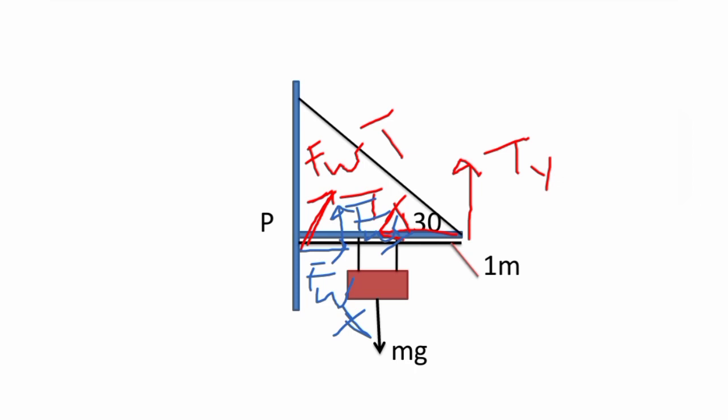Here we apply the first condition of equilibrium and the second condition of equilibrium. First, the first condition of equilibrium: the summation of forces along the x axis is equal to 0 and the summation of forces along the y axis is equal to 0, because the system is in equilibrium. So to do this, what do we do? The summation of force along the x axis will be 0.